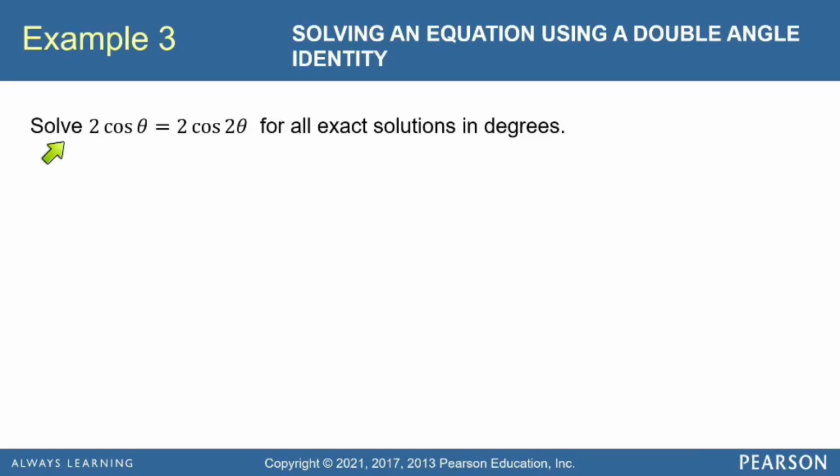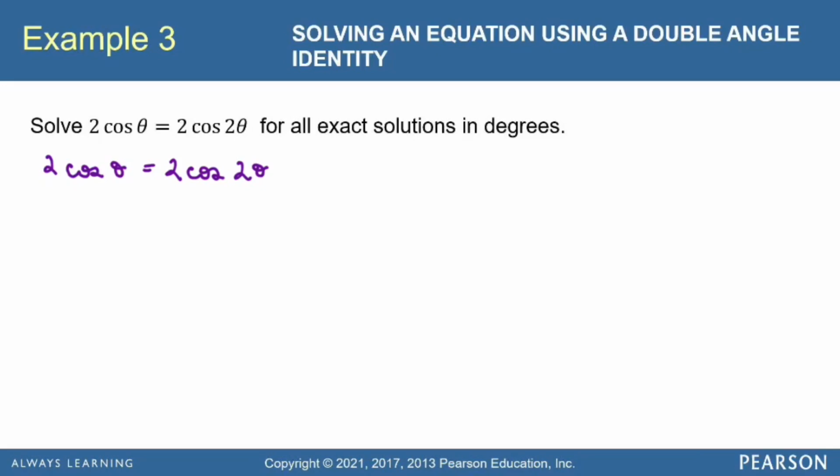So this one says, solve 2 cosine theta equals 2 cosine 2 theta for all exact solutions in degrees. Now, this one will be solved the same way as the first two that we did from this section. I just wanted us to have one more chance to solve an equation that involves a trig function of a double angle. So let's take a look at this equation together.